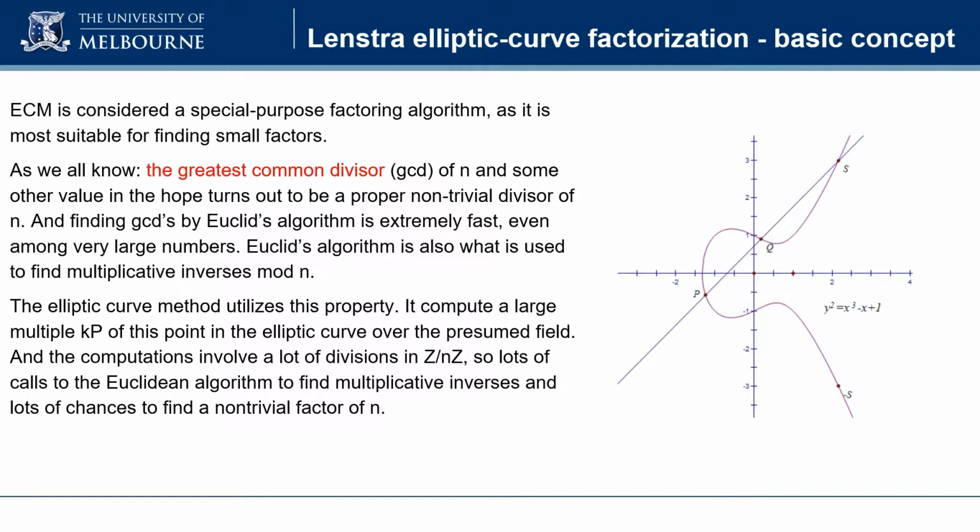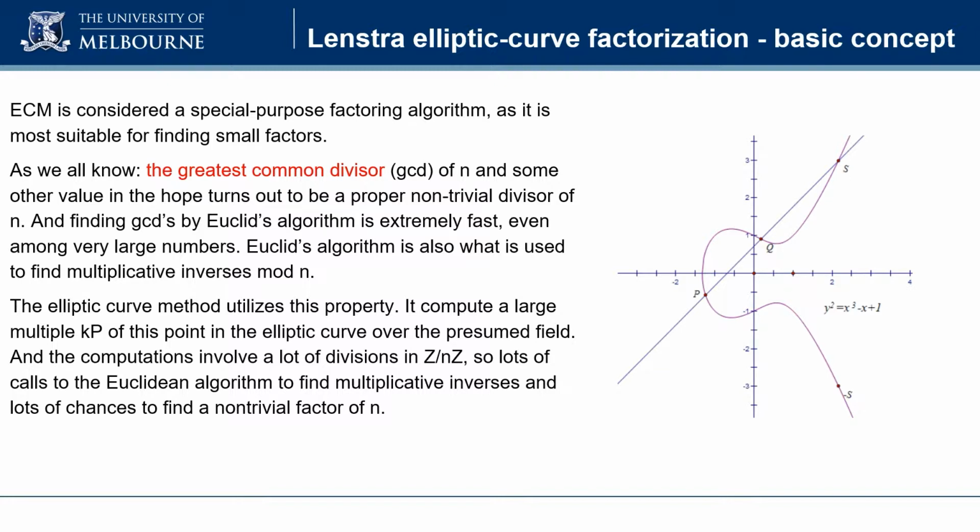As we all know, the greatest common divisor of n and some other values can help find a proper non-trivial divisor of n. And finding the GCD by the Euclidean algorithm is extremely fast, even among very large numbers. The Euclidean algorithm is also used to find the multiplicative inverse mod n. This method utilizes this property.